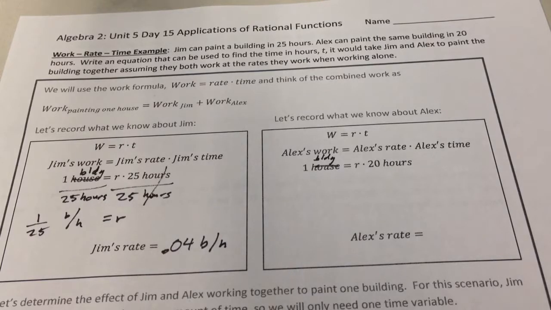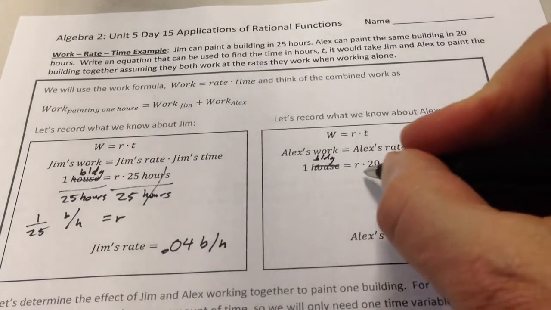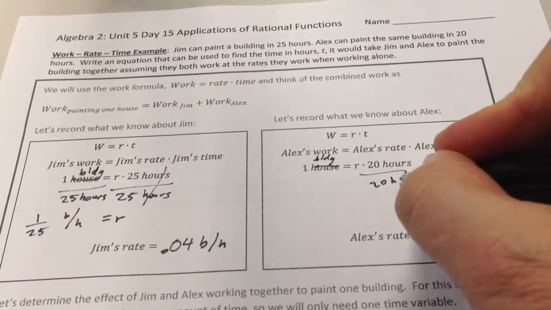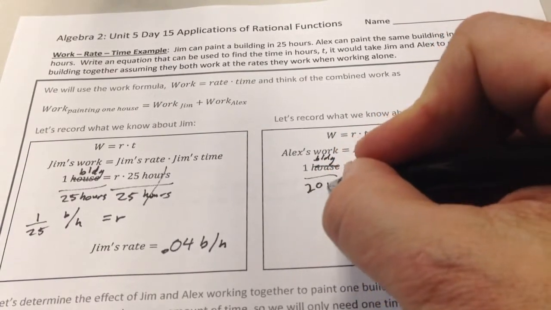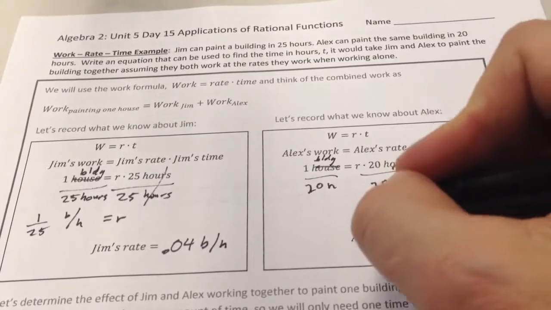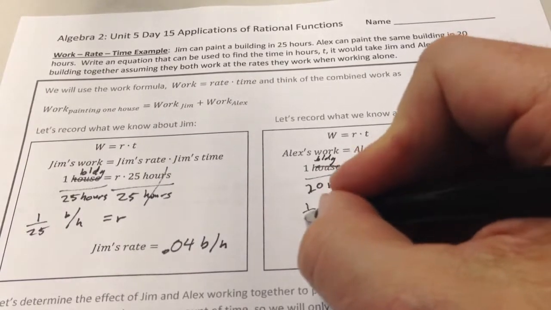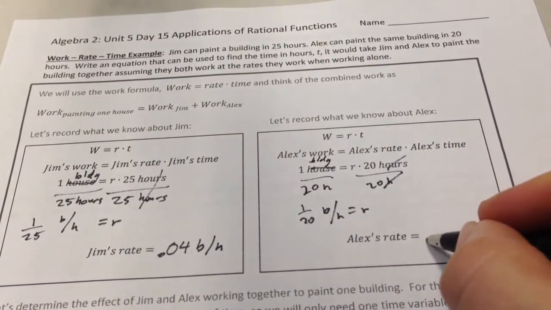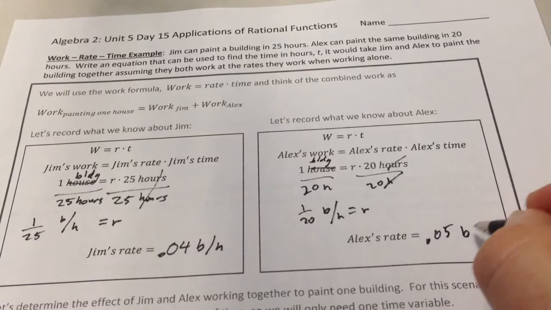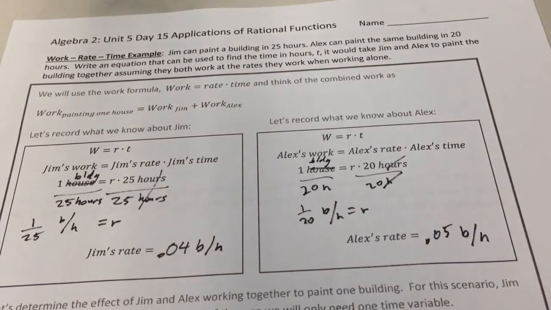Okay, what's Alex's rate? 1/20th? It's 1 over 20. So the rate is 1/20th buildings per hour, or what is that as a decimal? 0.05 buildings per hour. Now, since we've done that warm-up, has anybody already figured out how long it's going to take them to paint this house together? Okay, we'll come back to that then.